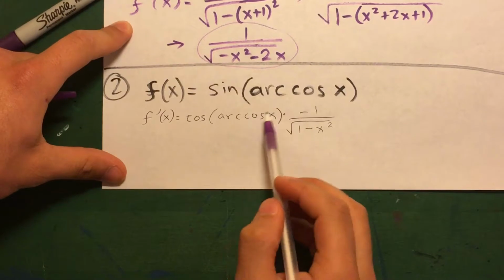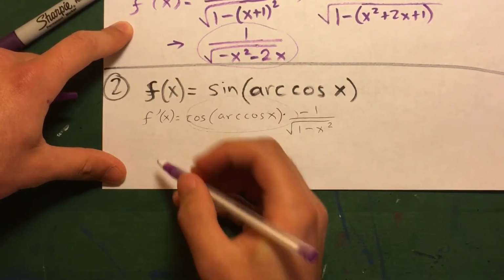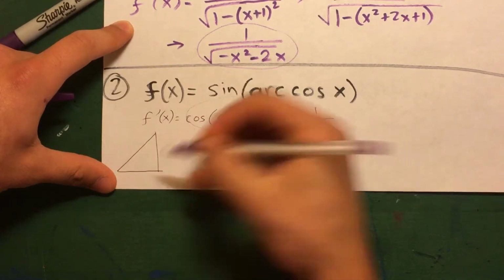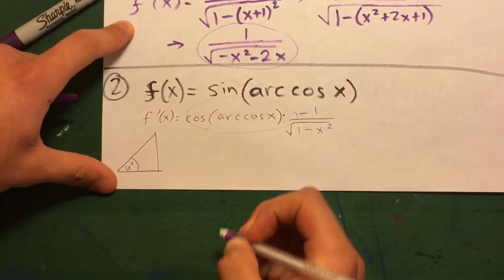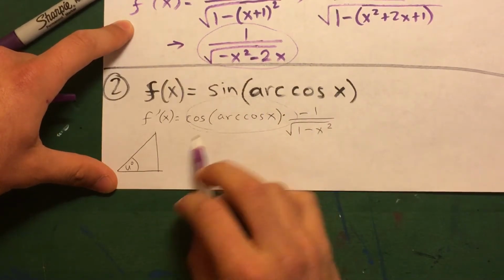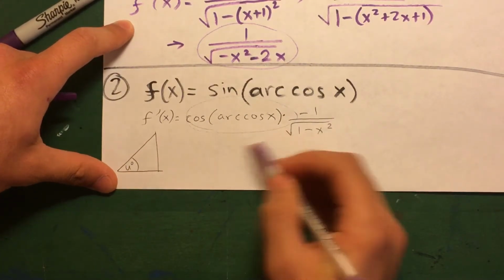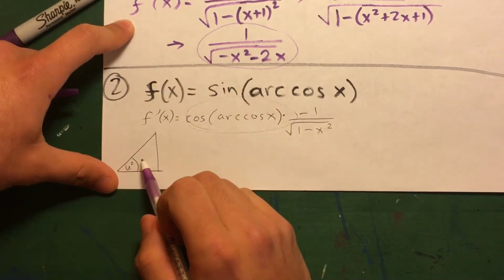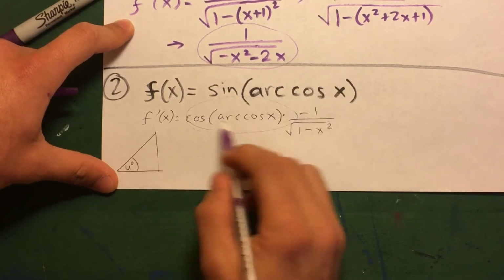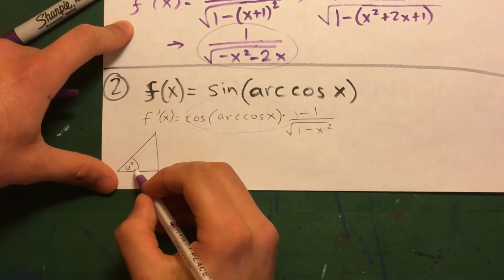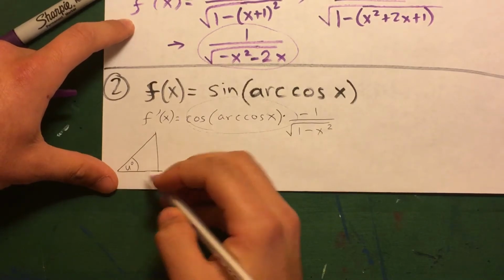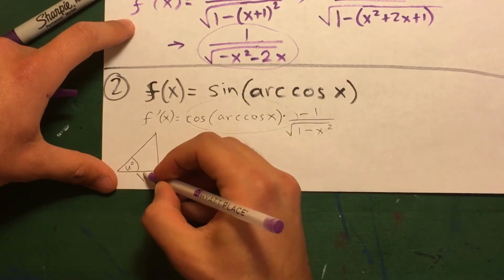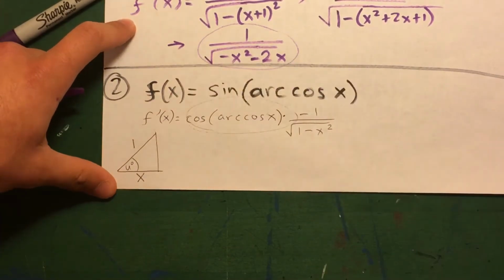You can simplify even more by drawing out a visual representation. If you had an angle u, what this means is we have the angle u whose cosine is x. So the cosine of u is x. That means adjacent over hypotenuse is equal to x. That means the adjacent side is x and the hypotenuse is 1 in order for it to be x.